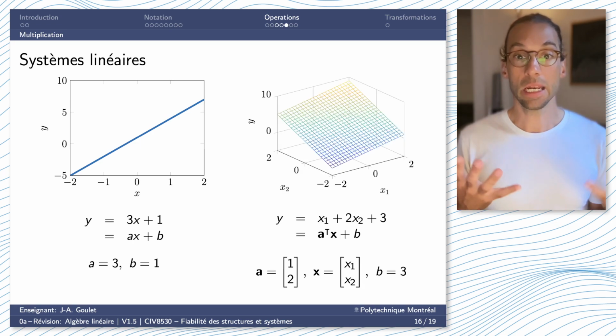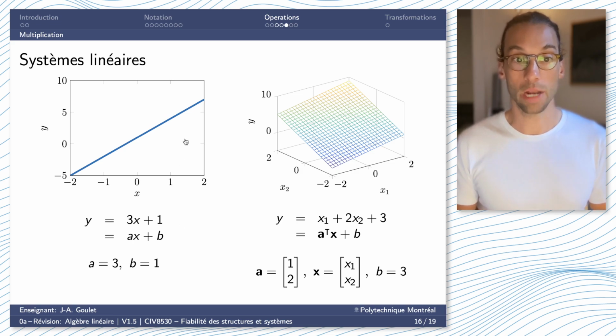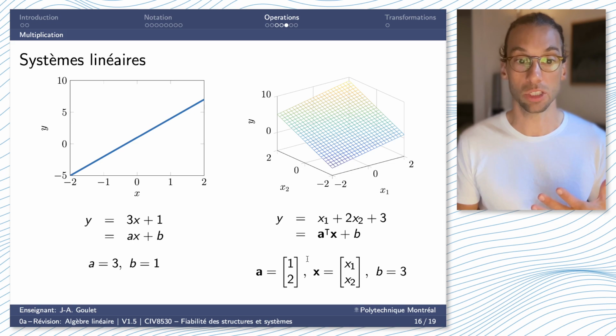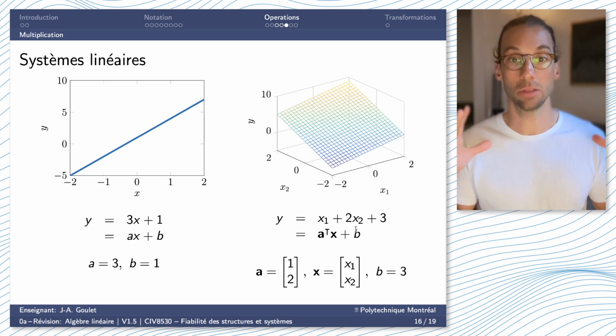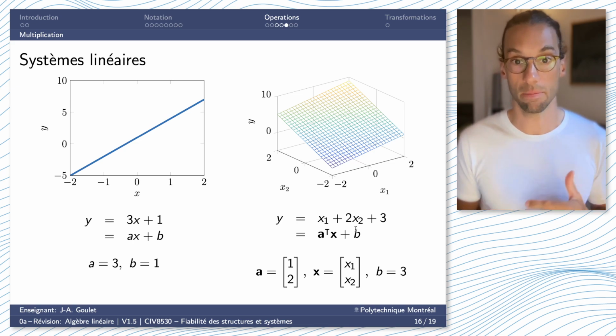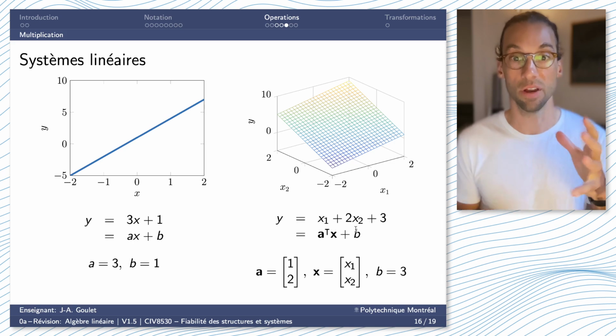Then we can extend this to a 2D system. There's still one output y, but there are two inputs, x1 and x2. So y equals x1 plus 2x2 plus 3. We can represent this in a vector format as A transpose X plus B, where A is a vector of coefficients, 1 times x1 and 2 times x2, so 1, 2, where B is going to be my 3, and my X is going to be a concatenation of my two dimensions x1 and x2. The powerful thing about this representation is that we can generalize it to an arbitrarily large number of dimensions, and it's very efficient to compute and to represent.